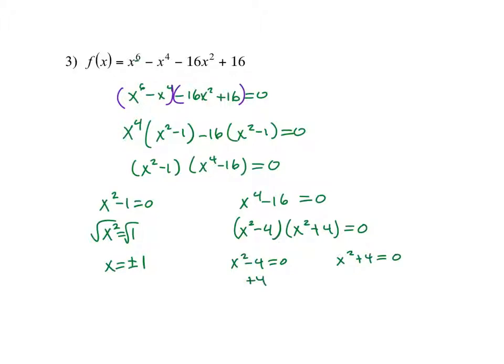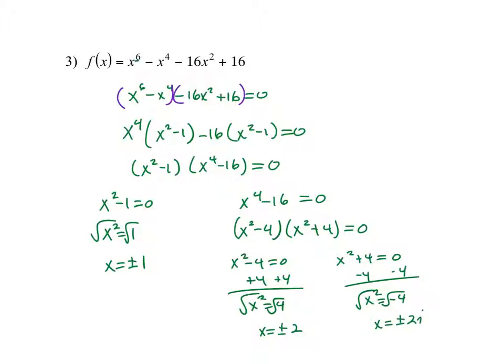So plus 4 on both sides. So x squared equals 4, and taking the square root, x equals plus or minus 2. And now the other one: minus 4 on both sides, so x squared equals negative 4, and taking the square root of both sides, x equals plus or minus 2i. How many roots do I have? I need 6 zeros. I have 1, 2, 3, and 4, 5, and 6.